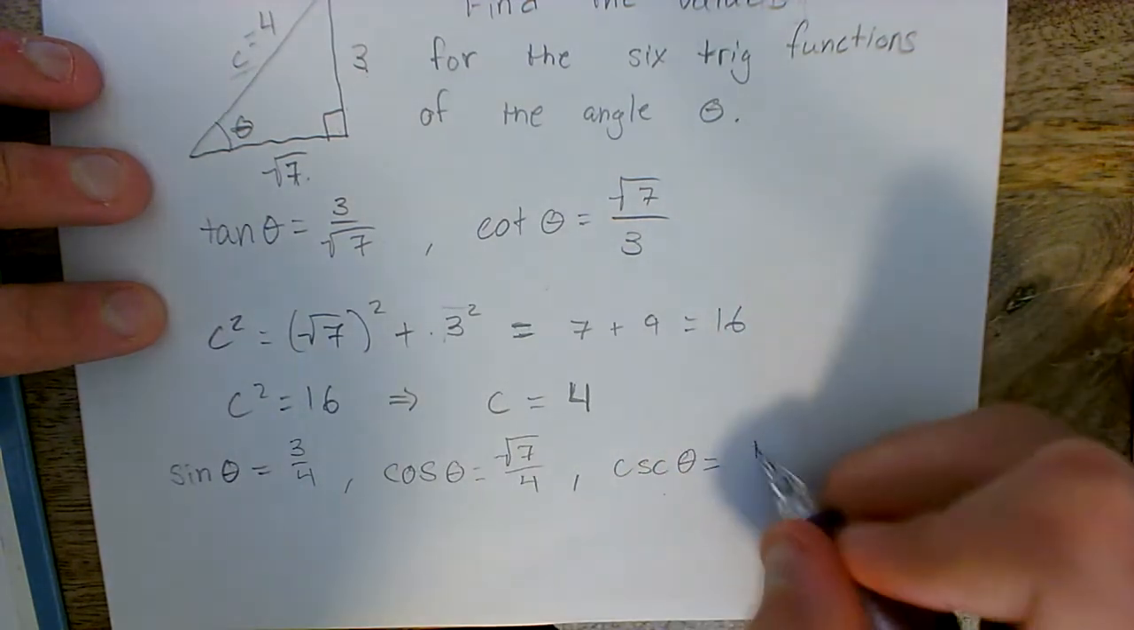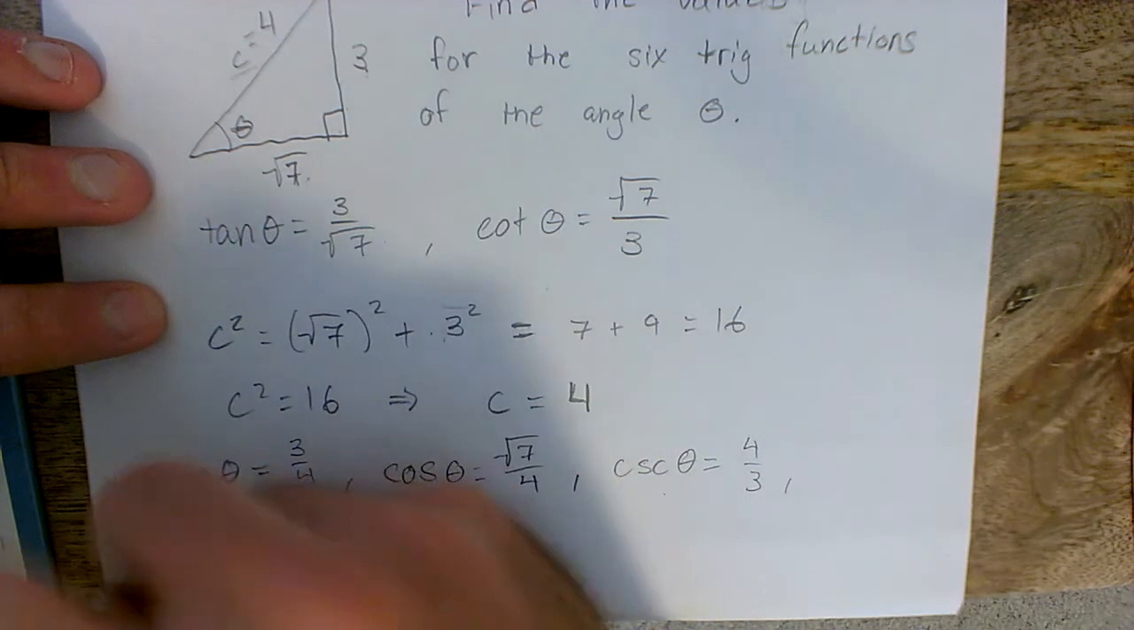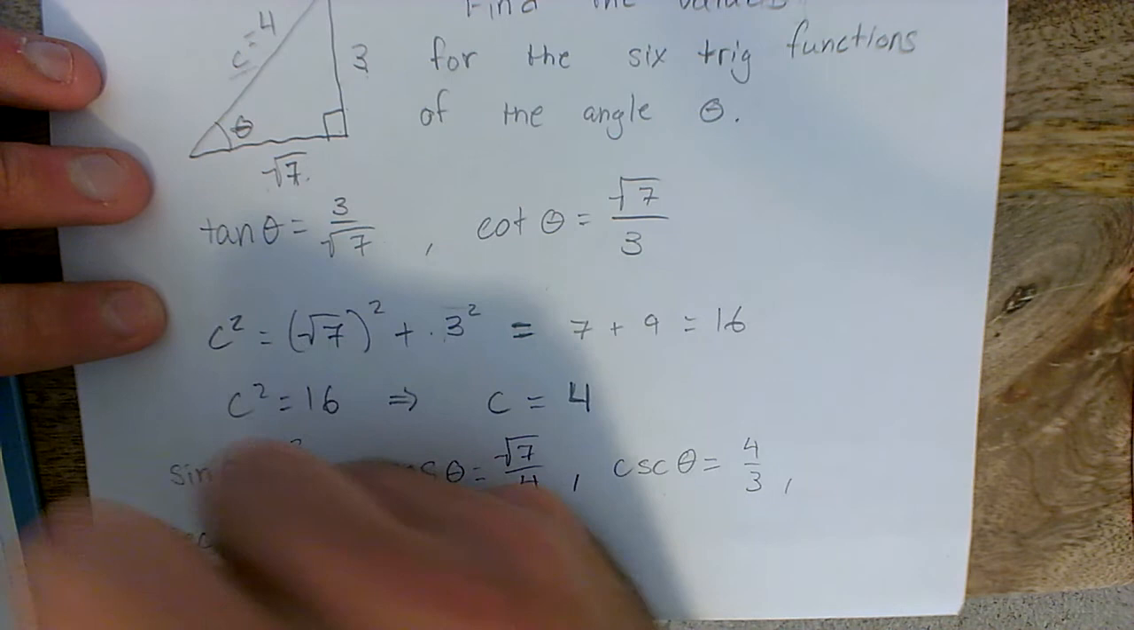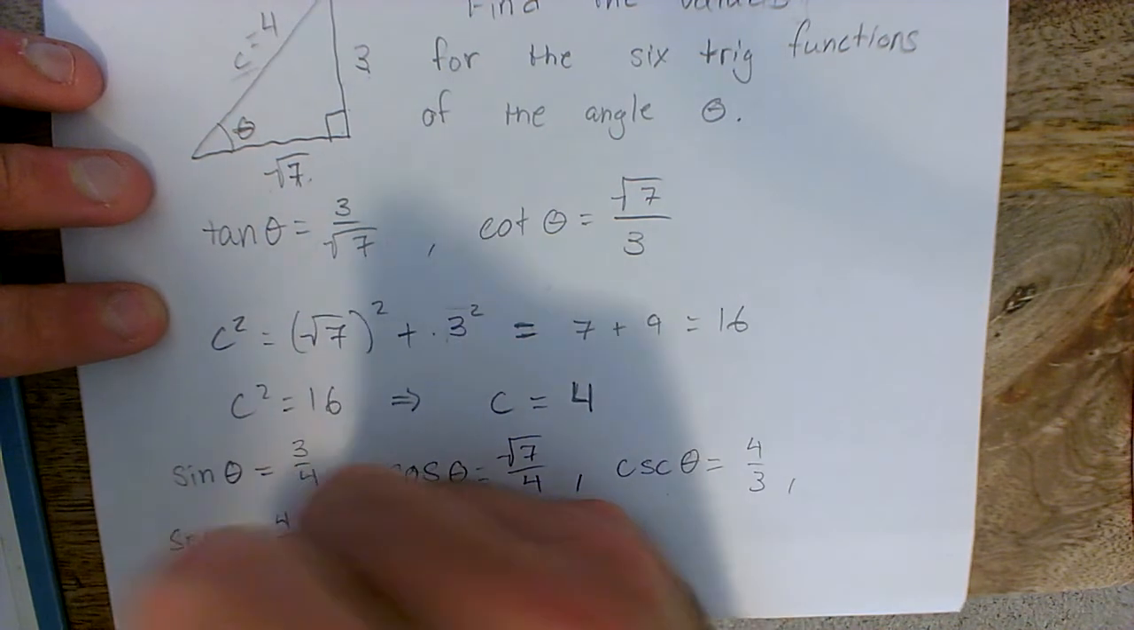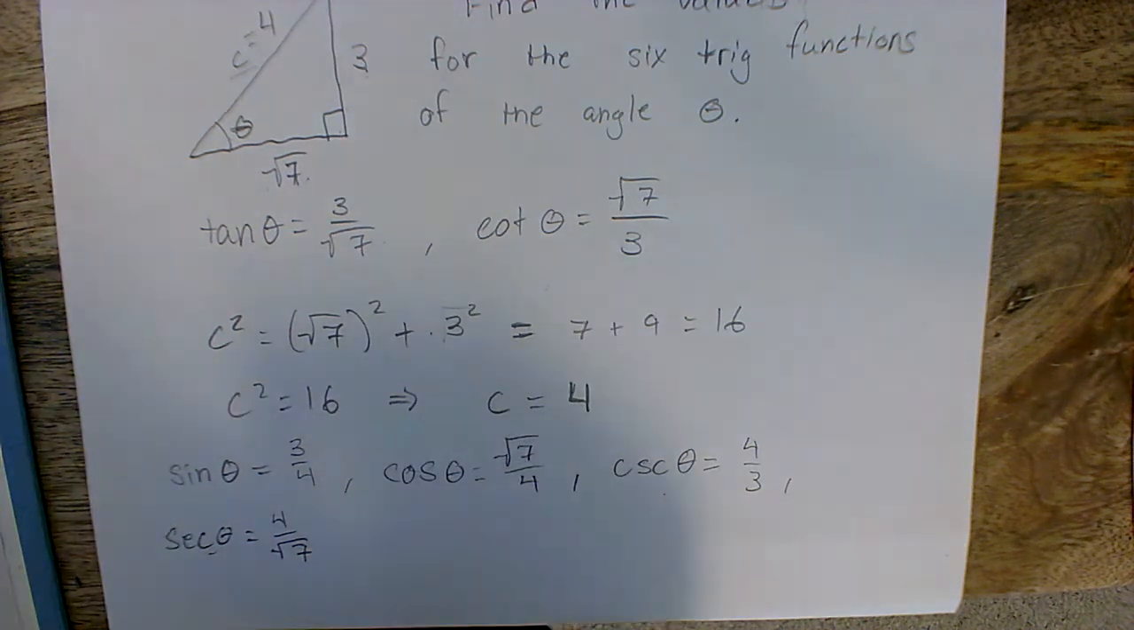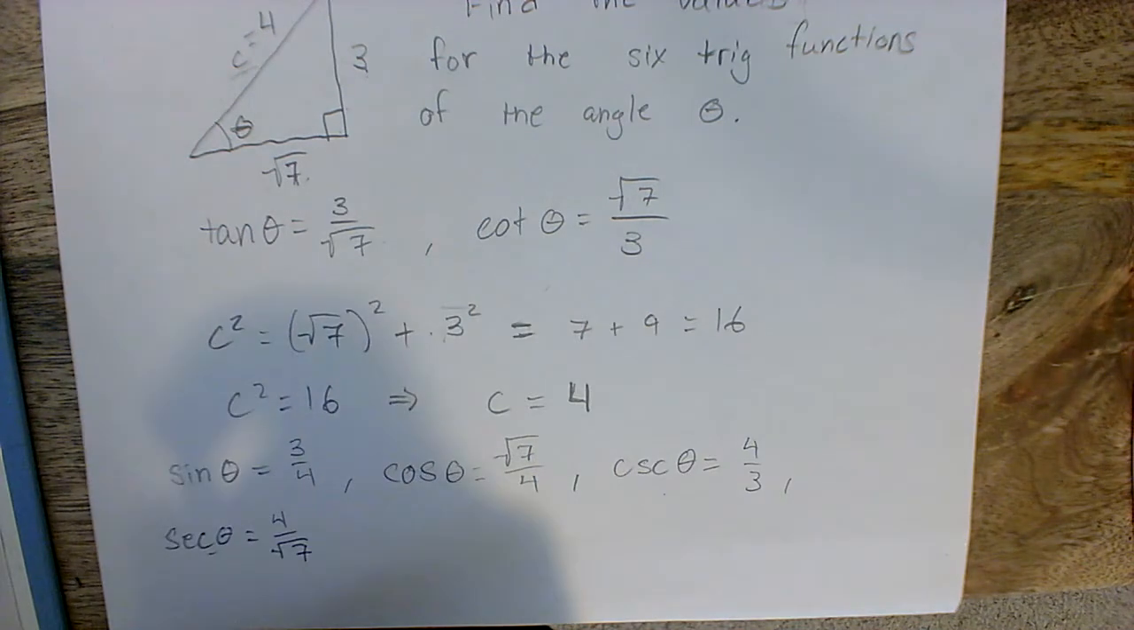So that's the reciprocal of sine, so it's going to be 4 over 3. And finally, the secant of theta is the reciprocal of cosine, so it's 4 over the square root of 7. Okay. Right. So that's how you would find the 6 trigonometric values. So sometimes you have to solve for that unknown using the Pythagorean theorem. Okay, moving on.